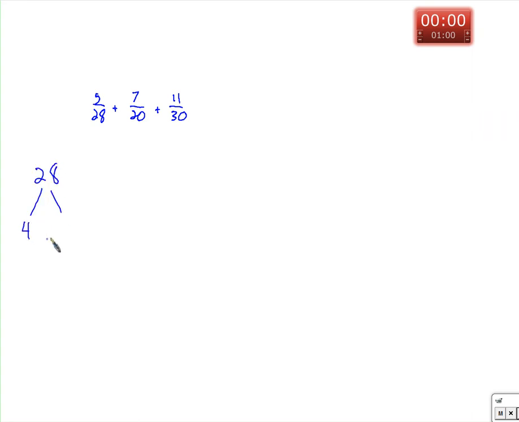Let's see, we've got 2 times 2. That looks good. Just fix that. 2 times 2, times 7. All right, 20. That will break down. 2, that's 4 times 5, and that's 2 times 2.